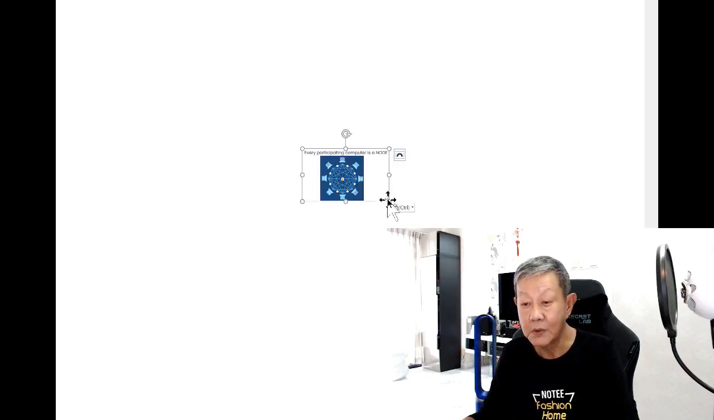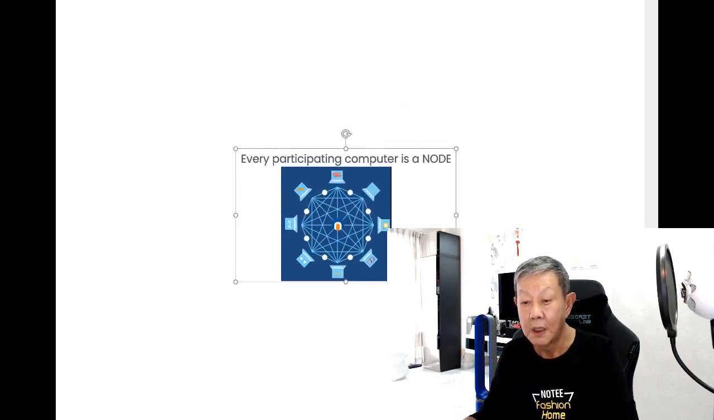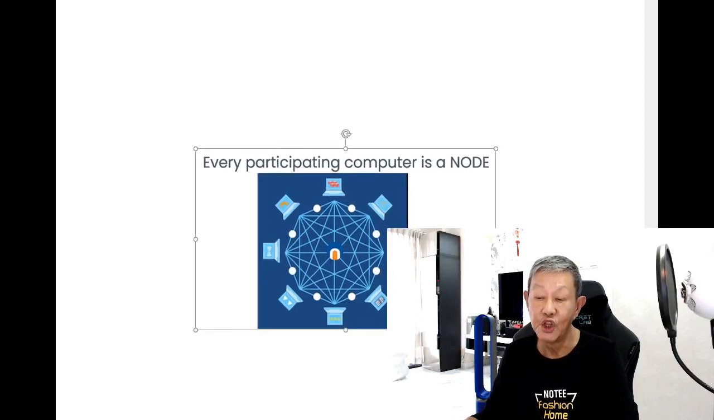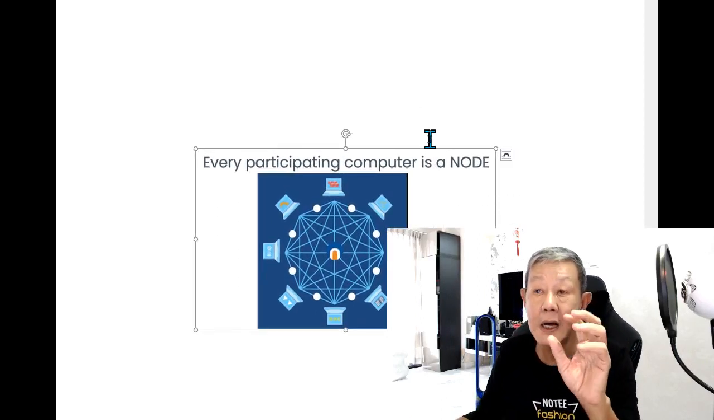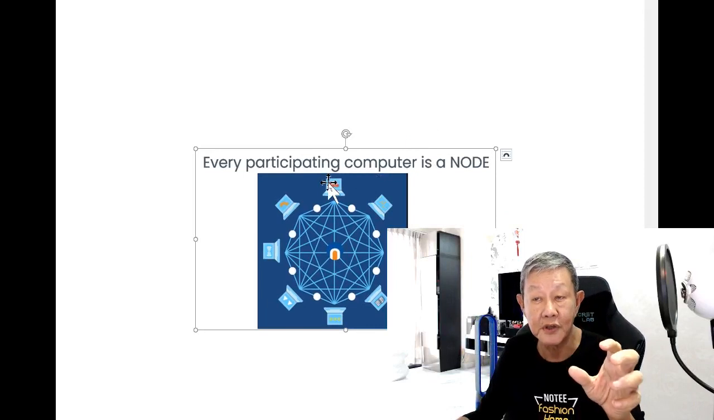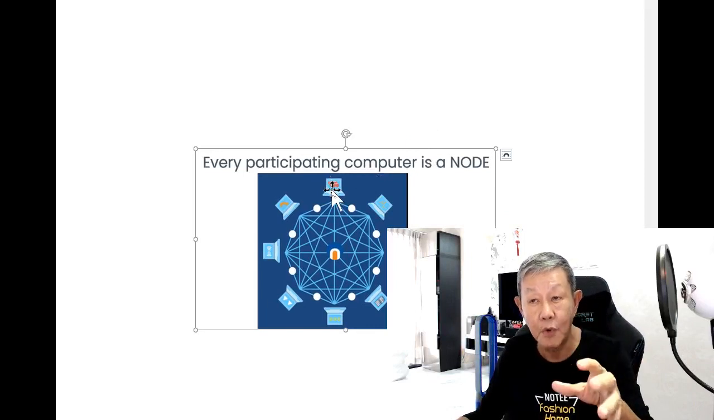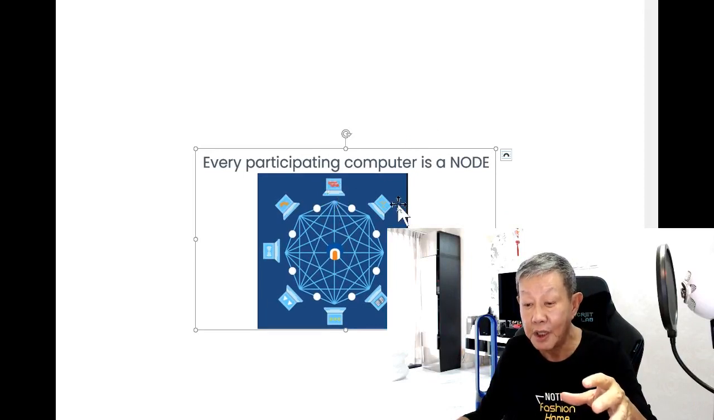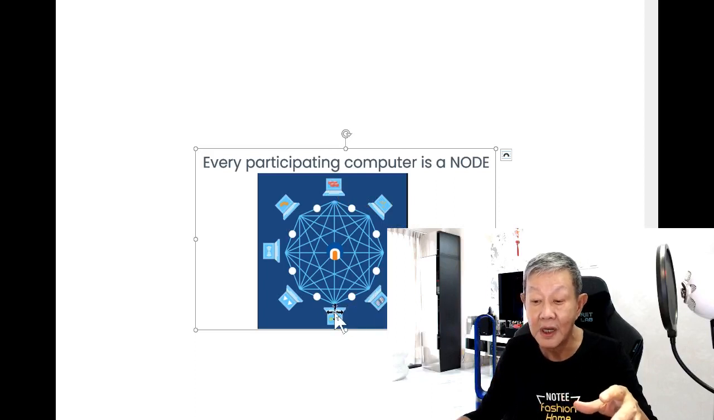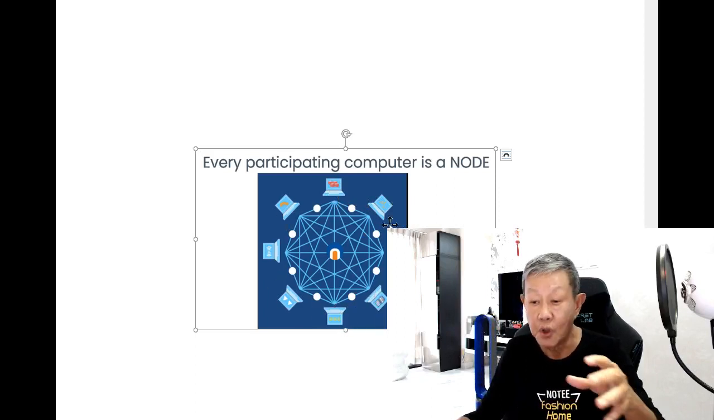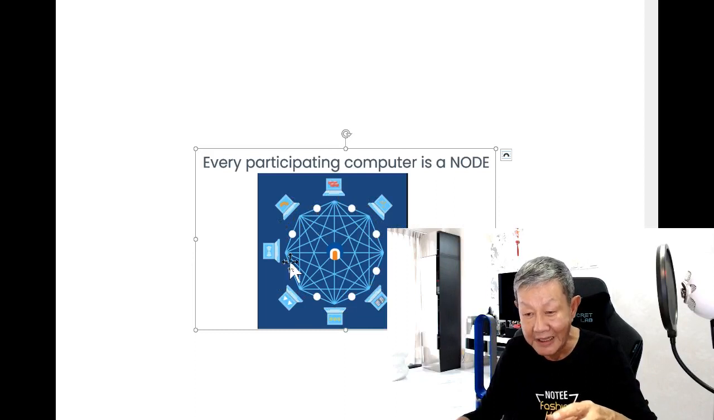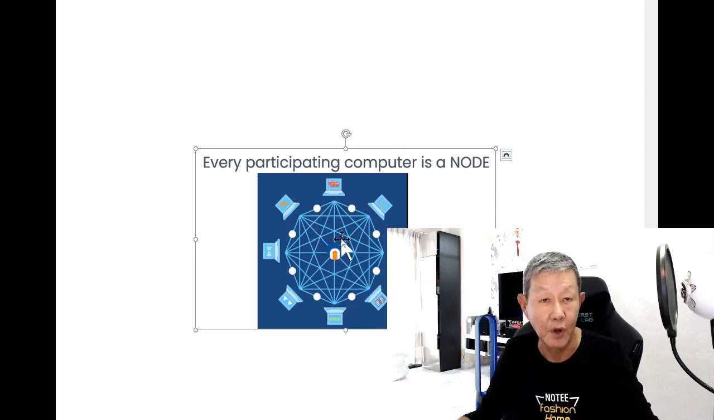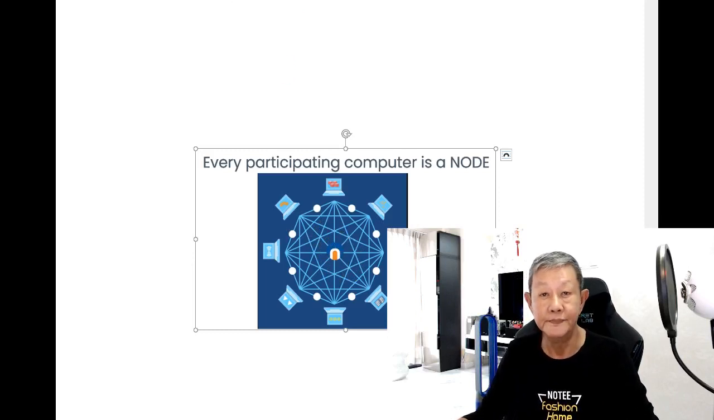Okay, this is what we call a computer node. Every computer that downloads the Bitcoin software and runs the program is called a node. Each and every one is a node across the whole world, all right, running the Bitcoin ecosystem or the Bitcoin software.